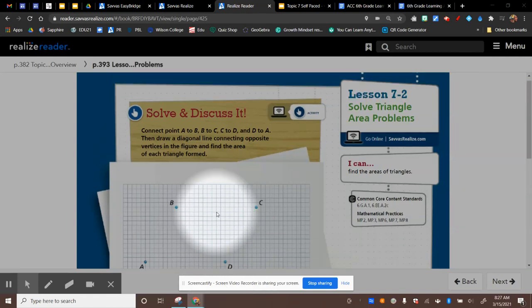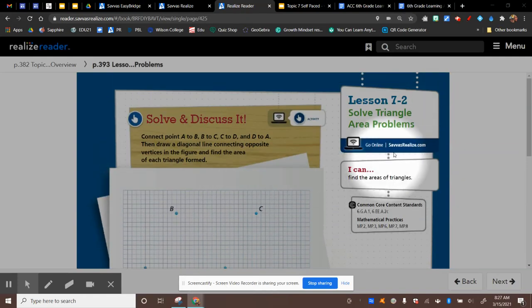Hi, so today we're looking at lesson 7-2, solve triangle area problems. And our I can statement says that I can find the areas of triangles. So we're going to take a look at the solve and discuss it on page 393 to start. So grab your workbook if you need to. We're going to work through the next couple pages in the workbook to introduce the lesson.